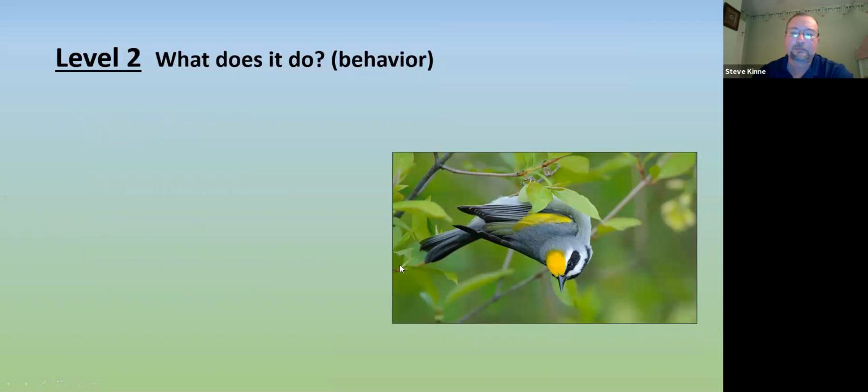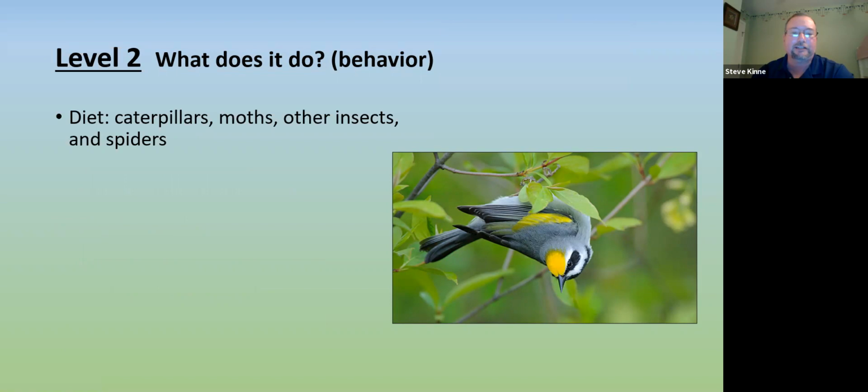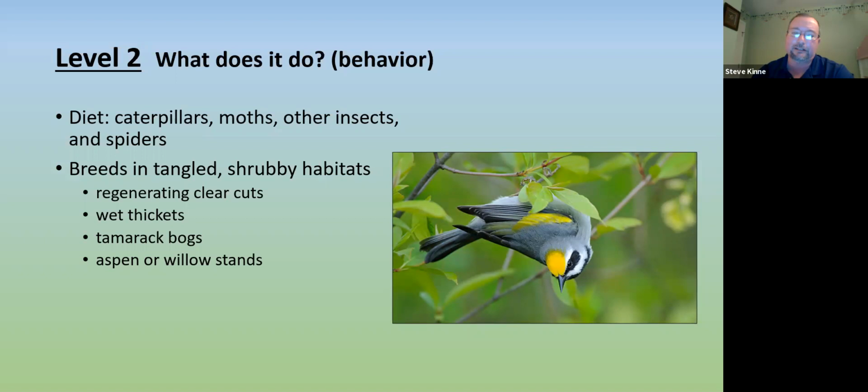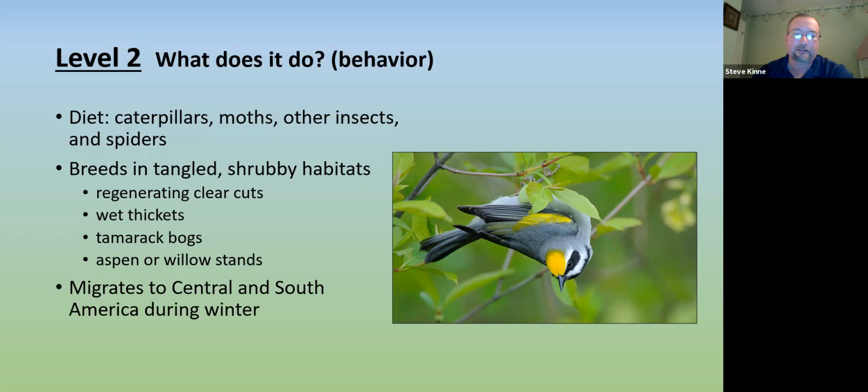Now the second level, what does it do? That's getting into its behavior. We look at its diet, caterpillars, moss, spiders, etc. We talk about its breeding habitat, tangled shrubby habitats, such as the examples I've given here. And we talk about its migration to Central and South America during the winter. Those are what I would consider its behavior.